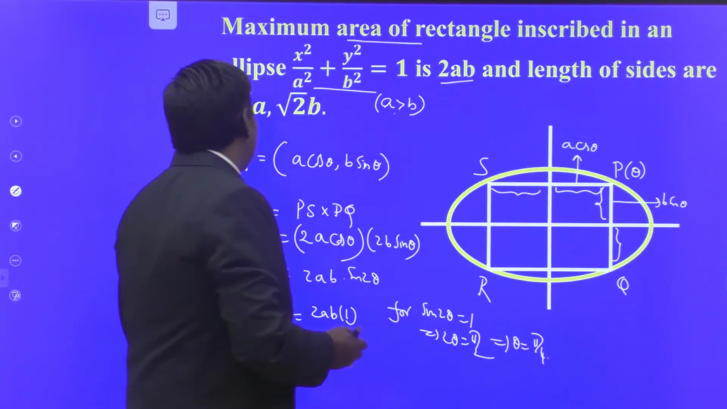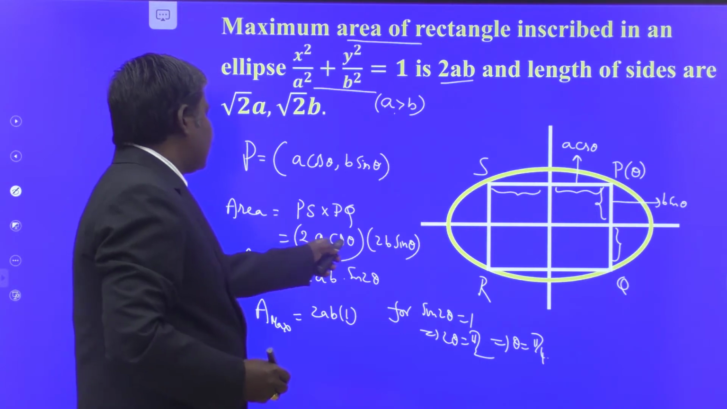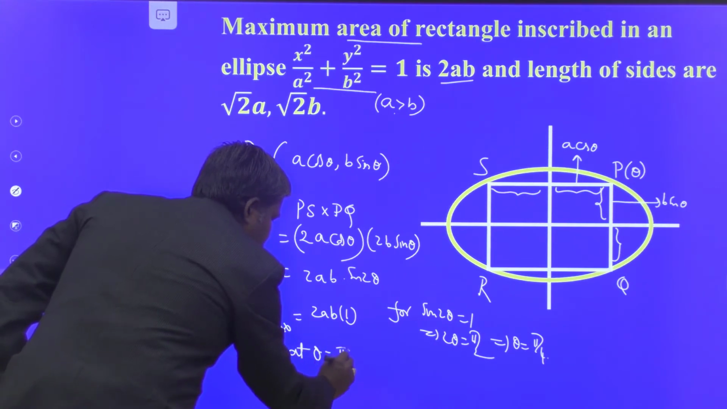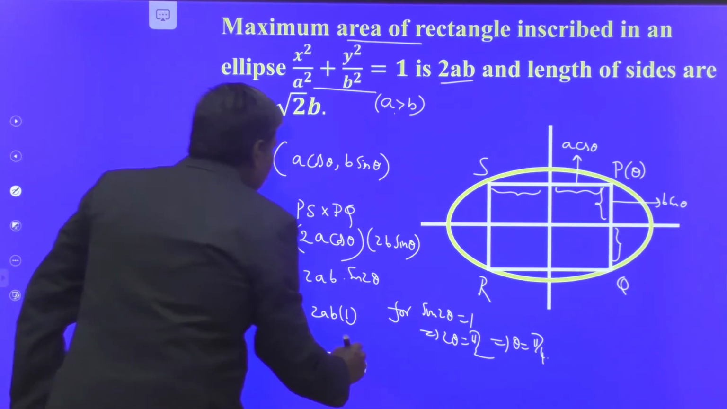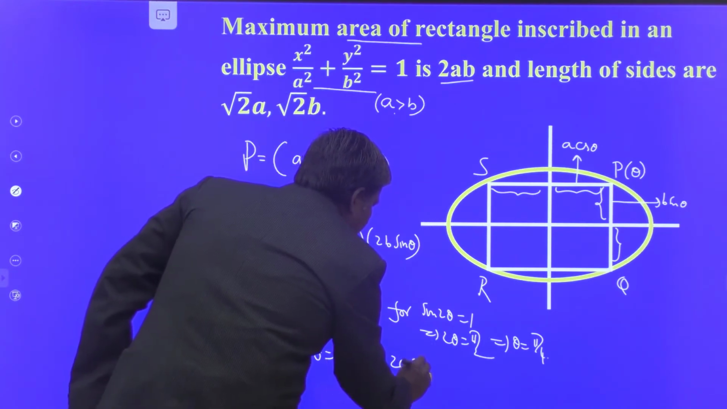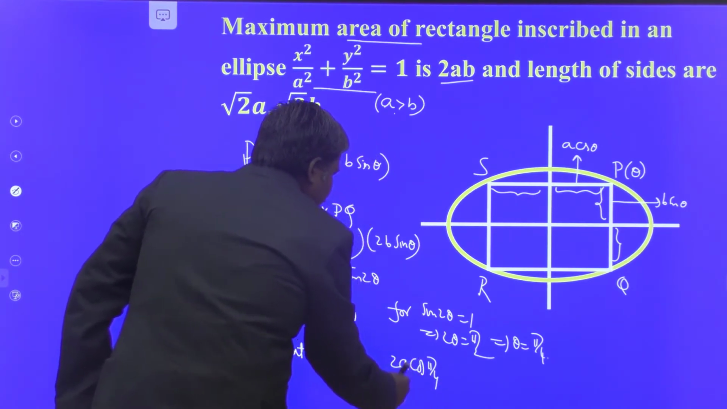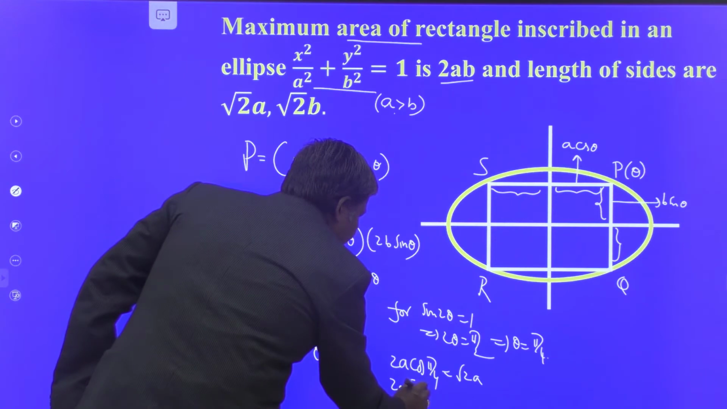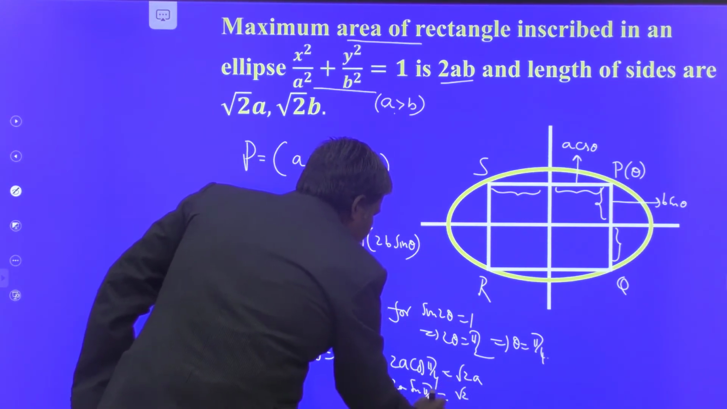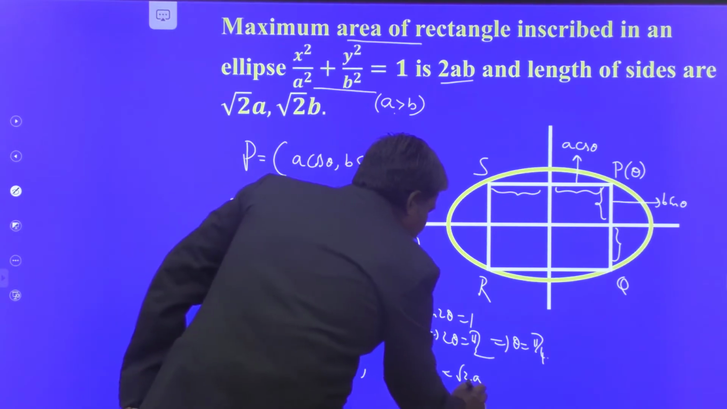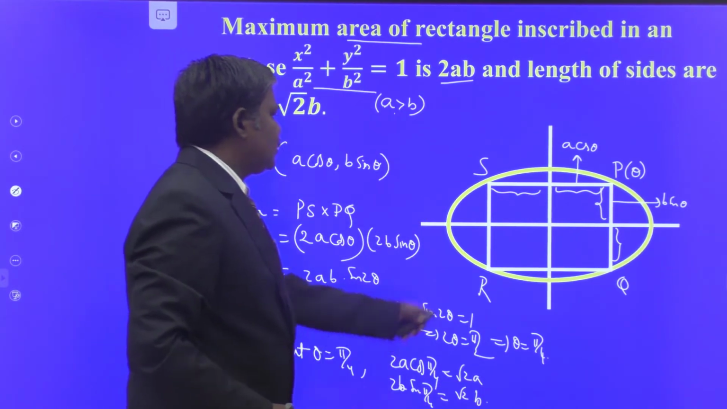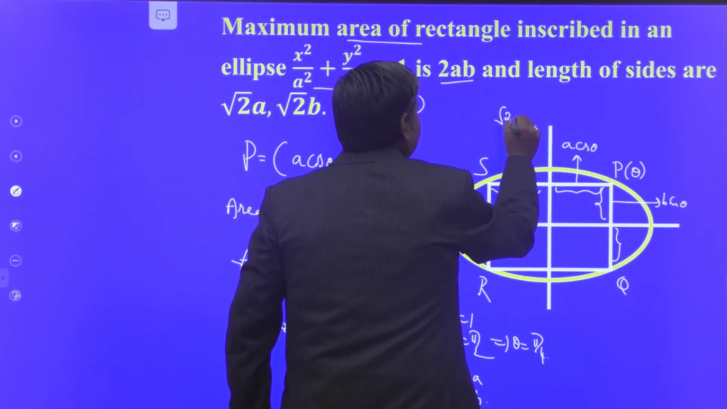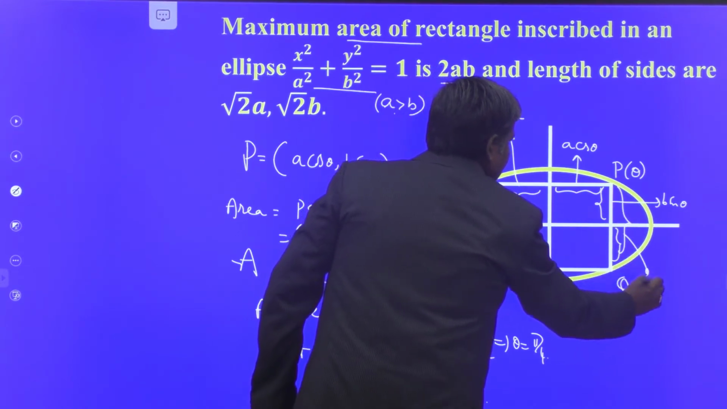At that time we have to find out the lengths of the sides. What are the lengths of the sides? 2a cos theta, 2b sin theta. At theta equal to pi by 4, 2a cos theta is equal to 2a cos pi by 4, that is 1 by root 2, so root 2a. This is root 2a. 2b sin pi by 4 is also root 2b. These are the side lengths. One is root 2a, the other one is root 2b. Its length is root 2a and its breadth is root 2b.